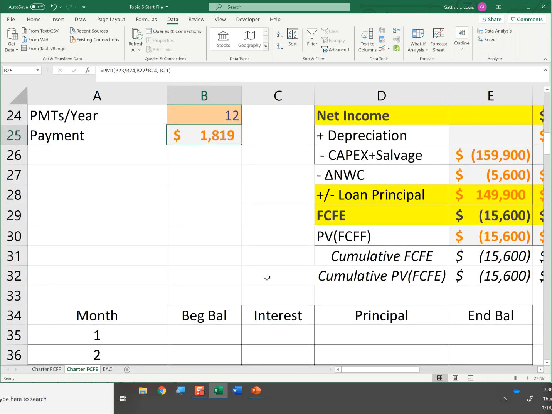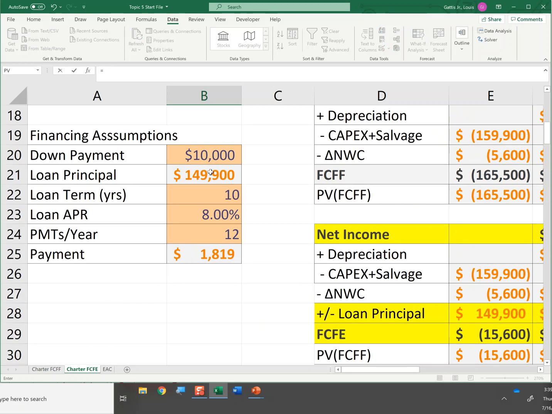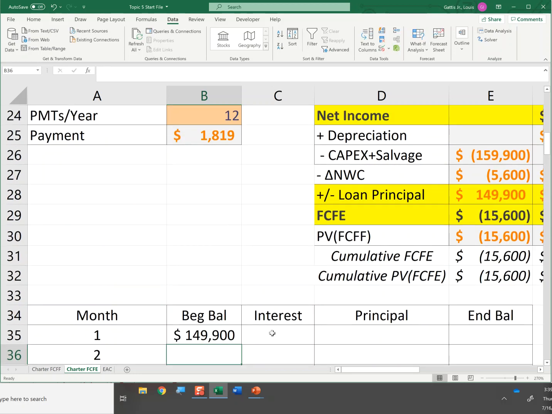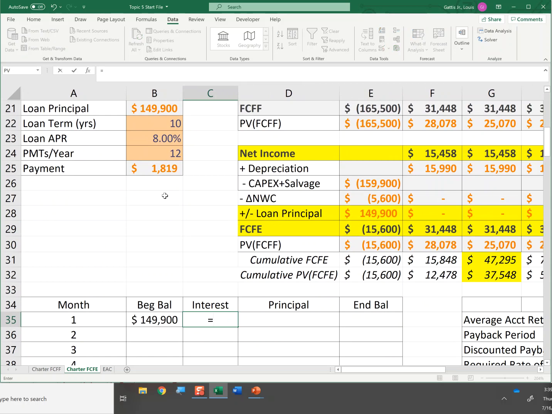And I want to do a payment schedule down here. So my $149,000 loan has a beginning balance of $149,000. And in the first month, I'm going to pay some interest. I'm going to pay 8%, anchor it, divided by 12, anchor it. So that's my monthly interest times my beginning balance. So I'm going to pay $999 in interest in that first monthly payment of $1,819.